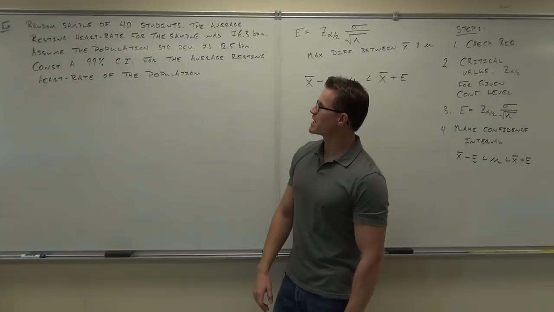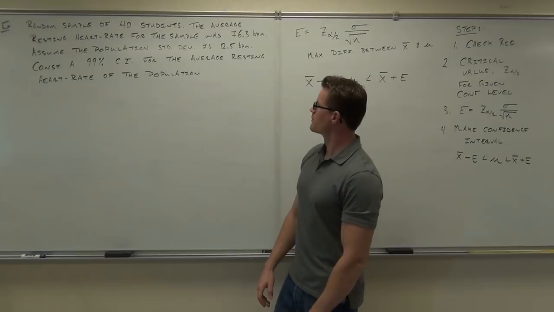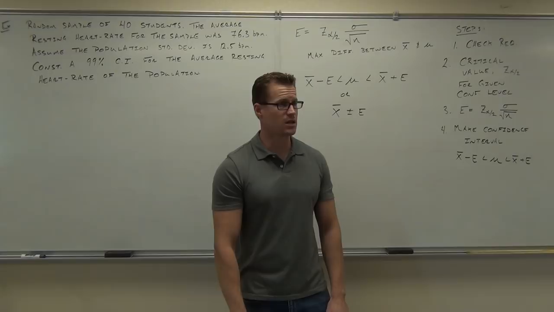Random sample of 40 students. The average resting heart rate for the sample was 76.3 beats per minute. Assume the population standard deviation is 12.5 beats per minute. Construct a 99% confidence interval for the average resting heart rate of the population. Wow, you better be able to tell what each of those things mean. Now we're going to go through our steps. This is why I gave you steps.